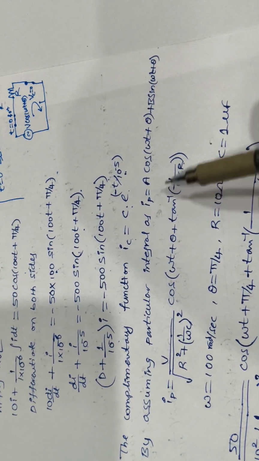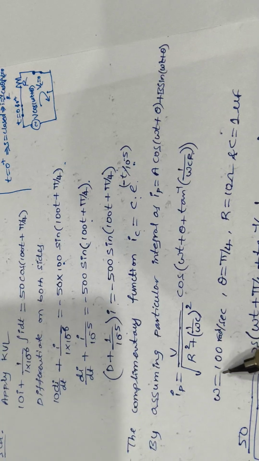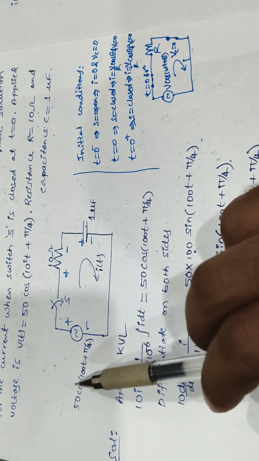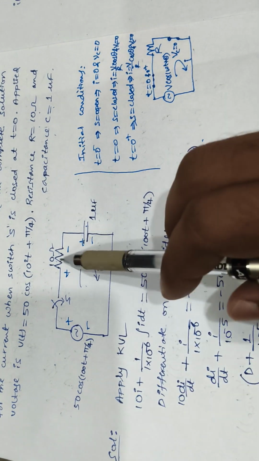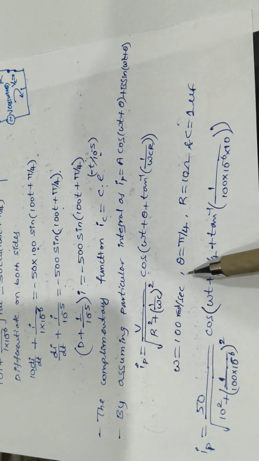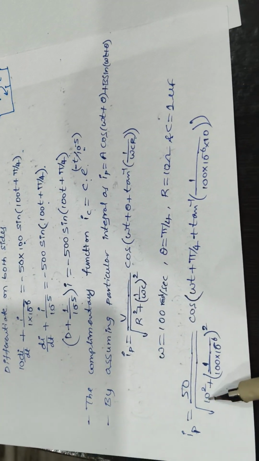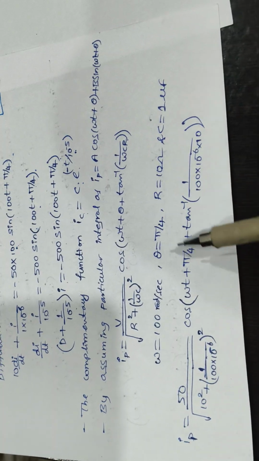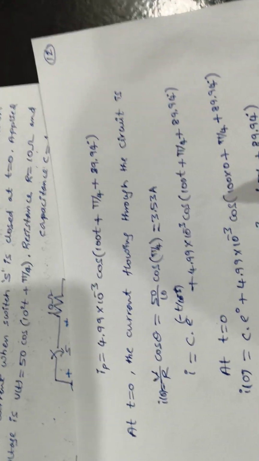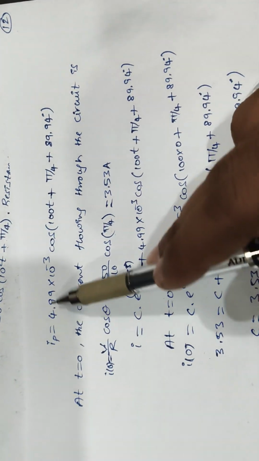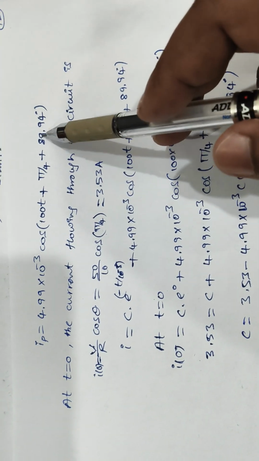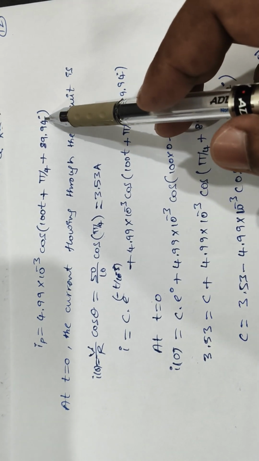By substituting the known values, we know omega is equal to 100 from the given problem statement and figure, and Vm is equal to 50, R is equal to 10, C is equal to 1 microfarad. That's what I have written here. By substituting all these values in the above IP equation and simplifying, we get IP equal to 4.99 into 10 power minus 3 cos(100t plus pi by 4 plus theta), where theta is equal to 89.94 degrees.